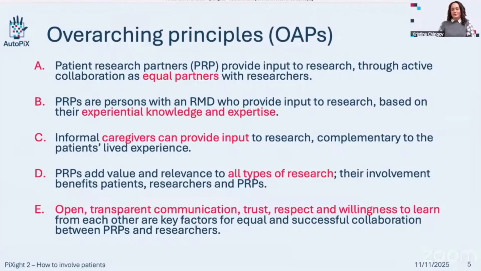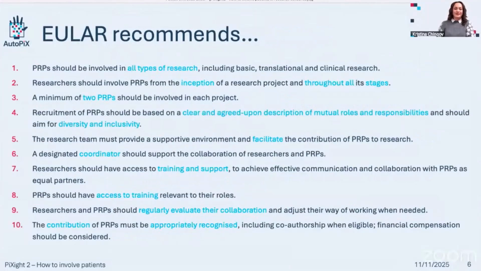And of course, patient participation should be considered in all types of research. And lastly, but perhaps most importantly, open, transparent communication, trust, mutual respect, and of course, willingness to learn are the key ingredients for successful patient involvement in research. And now I will present you the 10 EULAR recommendations for involving patients in rheumatology research. As I already mentioned, patients should be involved in all types of research.